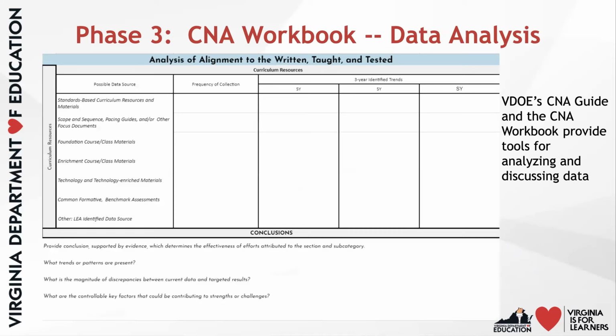Again, this is a snapshot directly from the CNA workbook to show you the location where you can begin to place your data analysis. As you can see from the snapshot, the workbook will include a place for you to record 3-year trend data, even to record the frequency of the collection of your data sources, and of course, the list of possible data sources. At the bottom of each section, there will be conclusion questions. This allows you to begin to reflect on the data that you have entered into the section. So the questions will allow you to reflect and begin your analysis and interpreting of the data that you have entered.